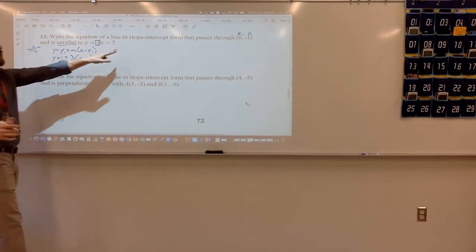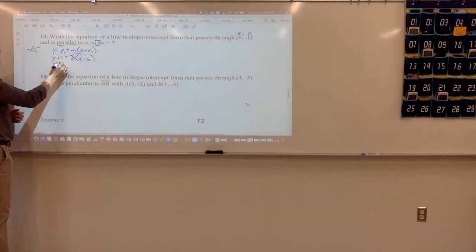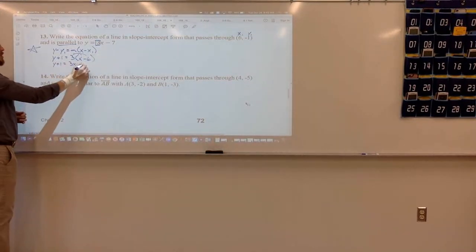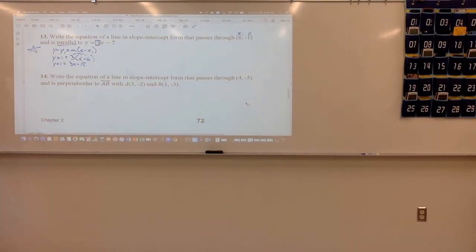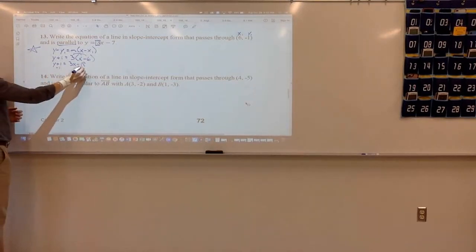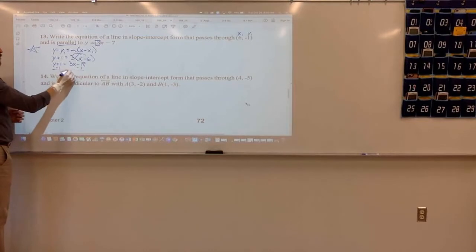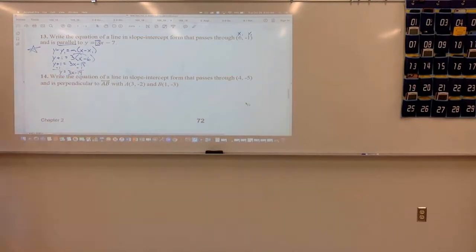And then it says we want our final answer in slope-intercept form. So I'll have y plus 1 equals 3x minus 18. And then subtract this 1 over, and we'll get y equals 3x minus 19.